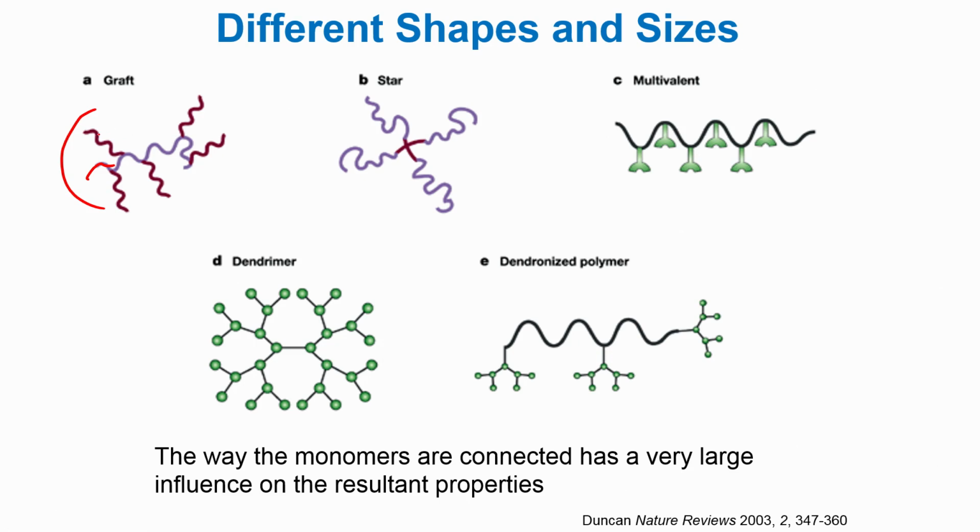These can be star shaped, these can be multivalent, these can be dendrimers, which are depicted like this, or this can be a dendronized polymer where there is a backbone and then small dendrimers are attached to it. So, just the way these monomers are connected has a very large influence on the resultant properties, and we are going to talk about some of that subsequently.